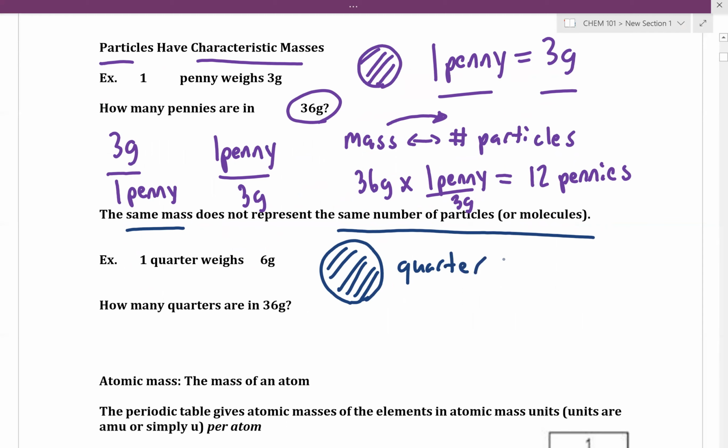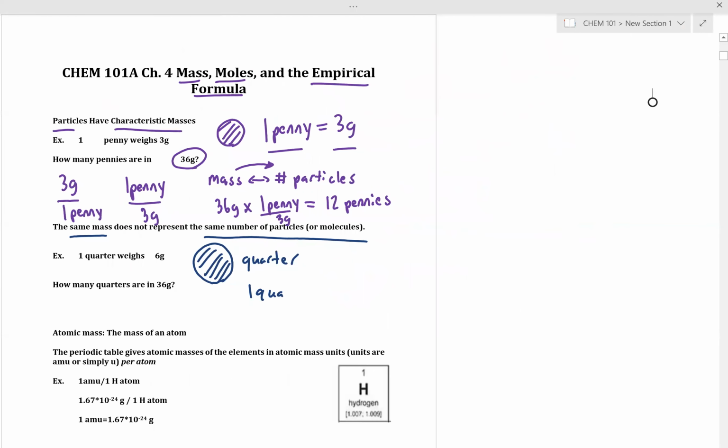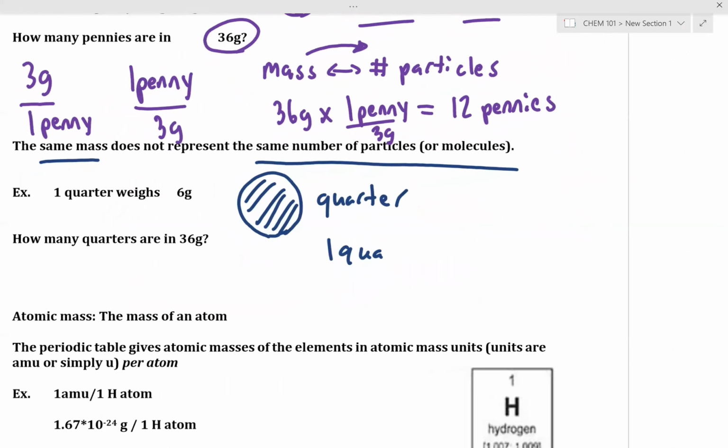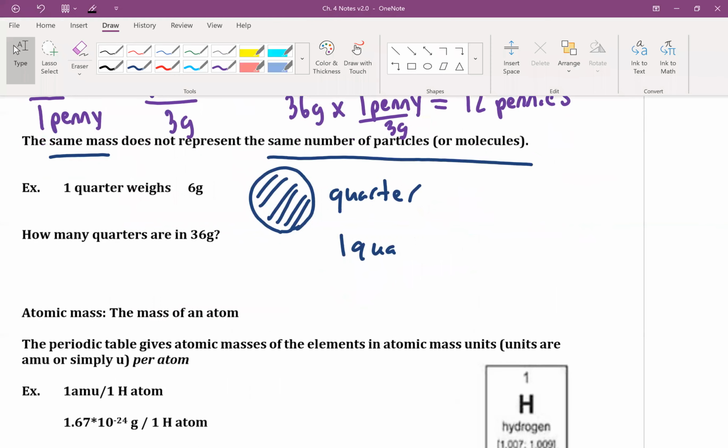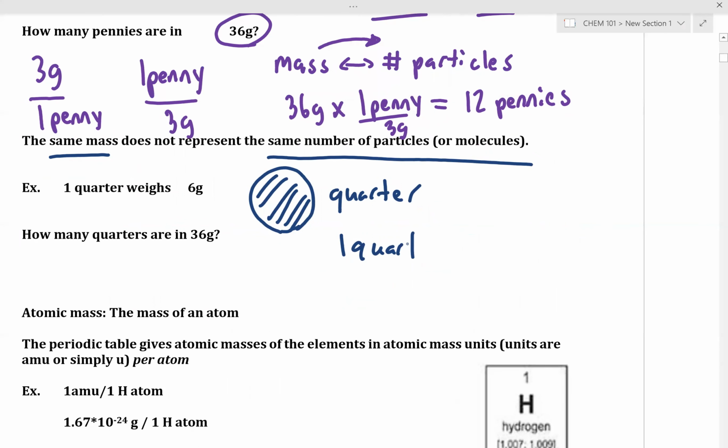So a quarter, so 1 quarter, we know that 1 quarter is equal to 6 grams. So a quarter has a larger mass per particle.